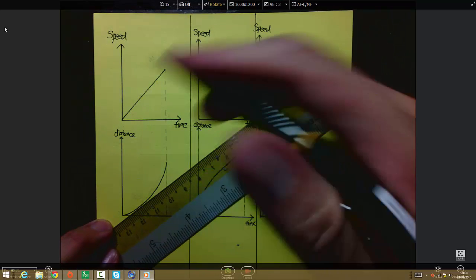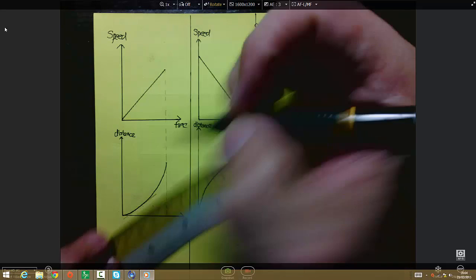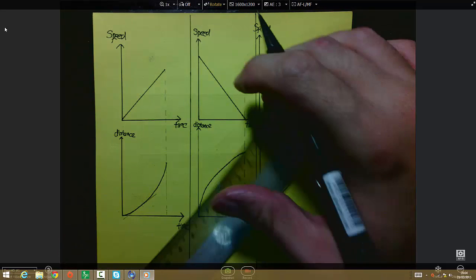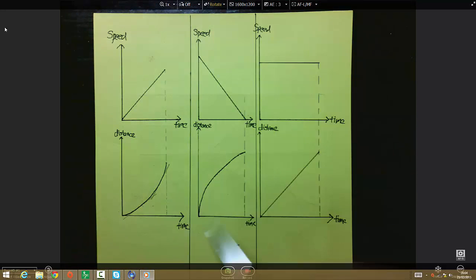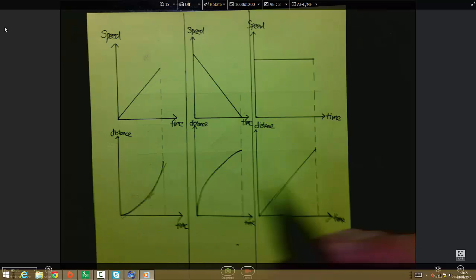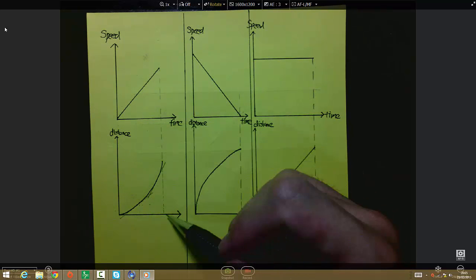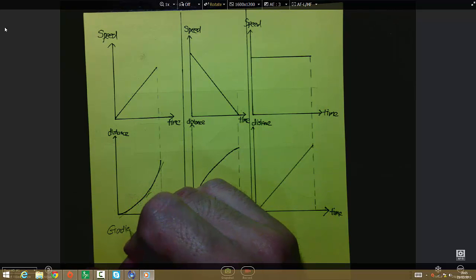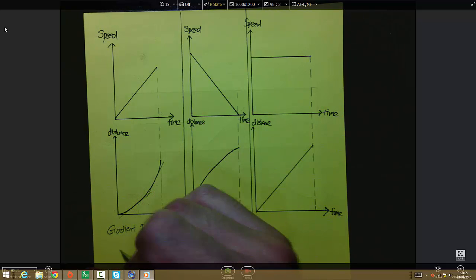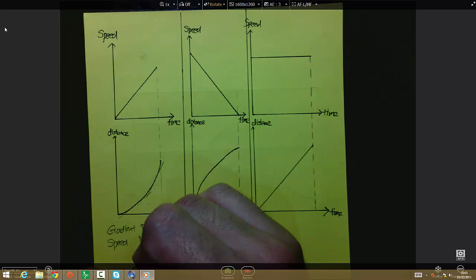If you draw a tangent down here, and you draw another tangent down here, you notice that at each and every moment the gradient is getting steeper, which shows that the speed is increasing. Because as the gradient is increasing, it means that the speed is increasing.